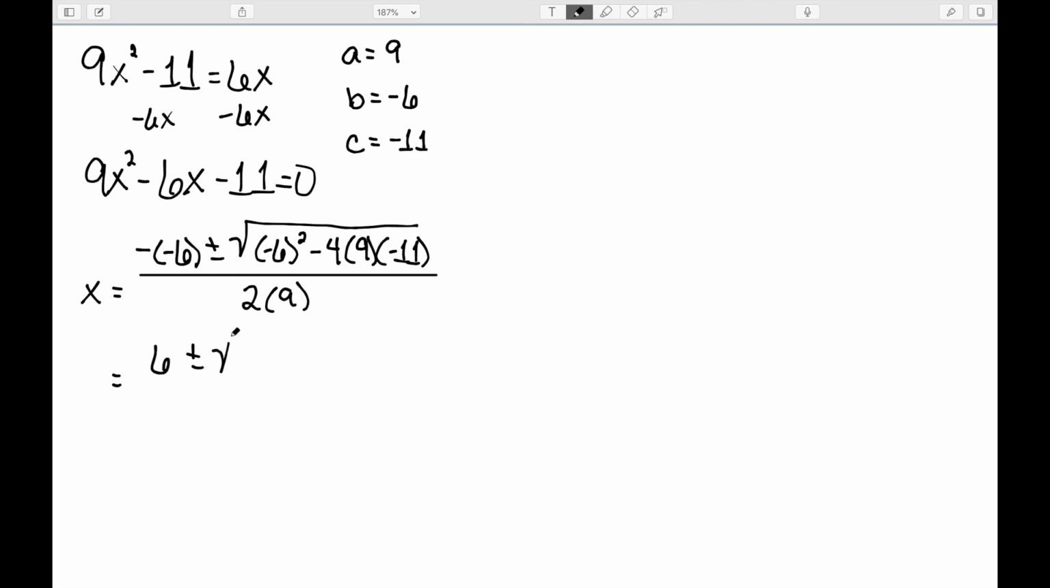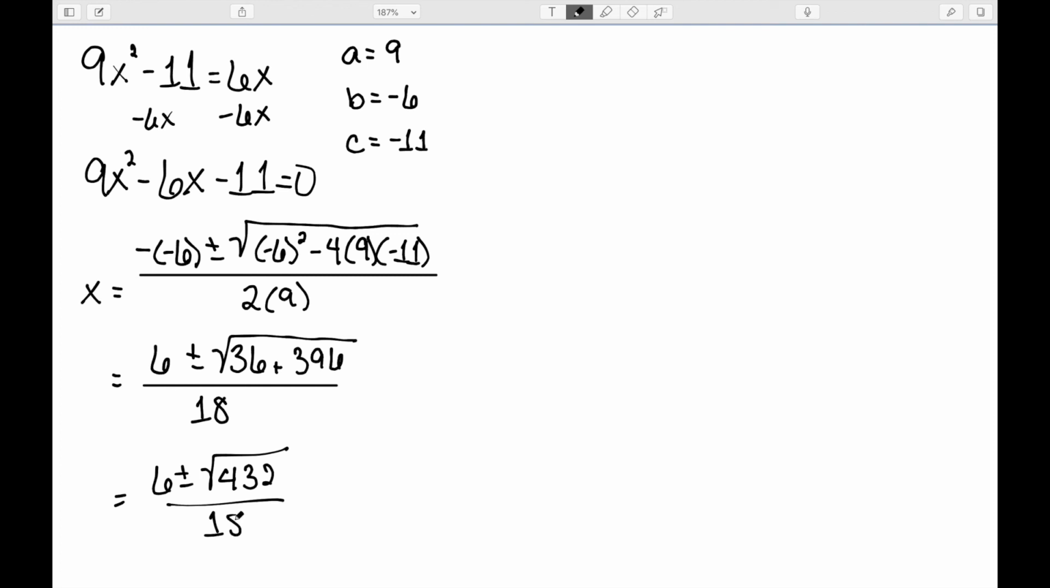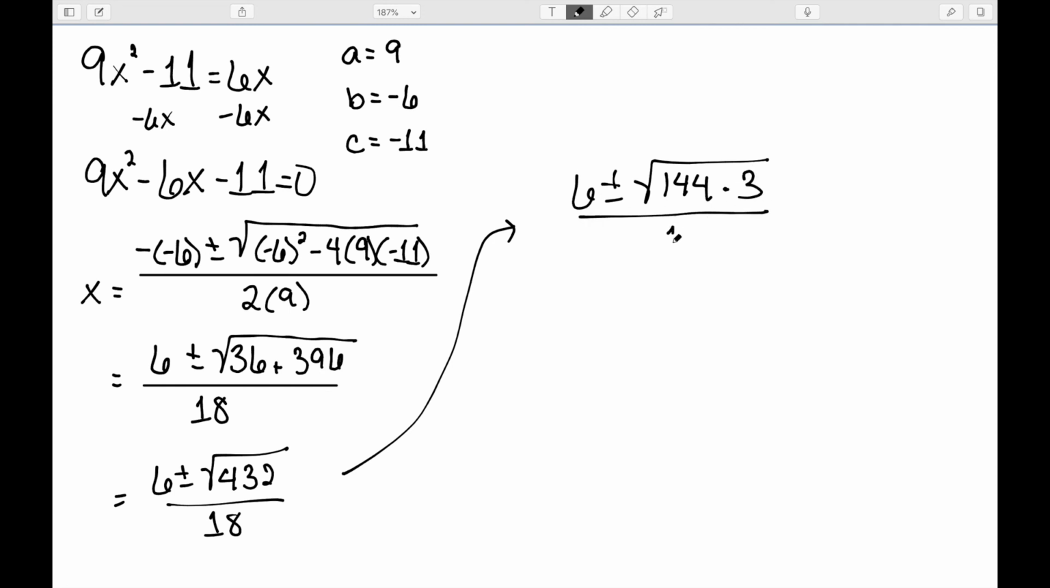So that's 6 plus or minus the square root of 36. Negative 4 times 9 times negative 11 is plus 396, all over 18. 36 plus 396 is 432 over 18. And we can actually simplify this. 432 is the same thing as 144 times 3. And we know the square root of 144. That's 12. We don't know the square root of 3, so I'm going to leave that there, over 18.